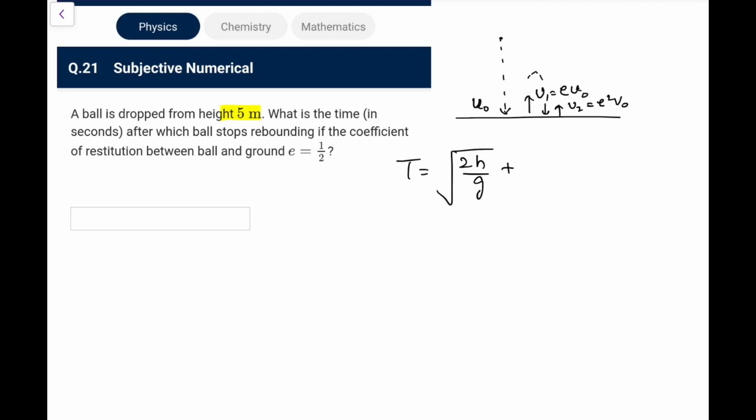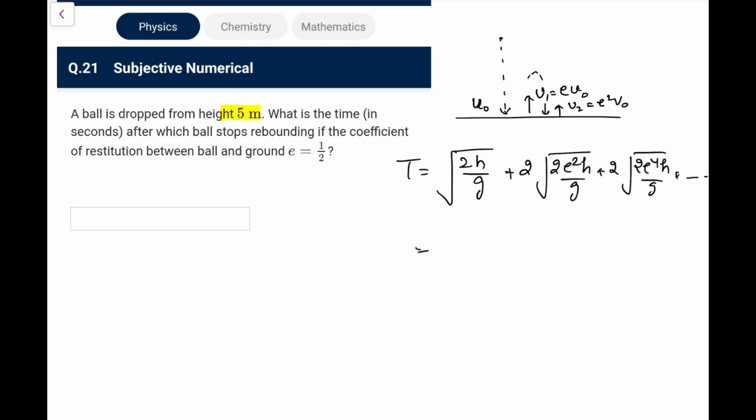The second time, the height raised, because speed has become e times, the height will become e square times, so it would be 2e square h by g, but twice because it will go up and go down. Second time it would be 2 times root of 2e square h by g. Next time it would be 2 times root of 2e to the power 4 h by g.